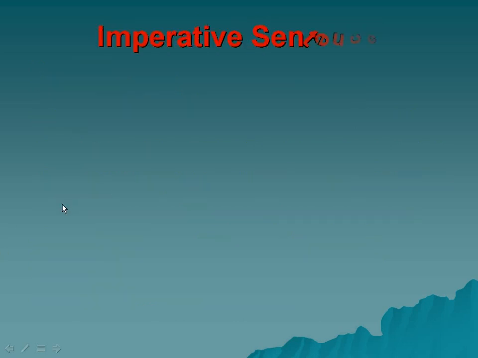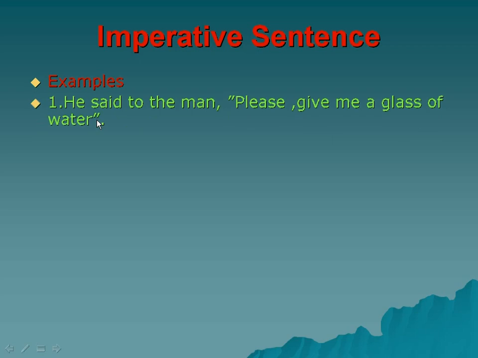The next one is the imperative sentence. When the sentence is imperative, which has occurred in direct speech, we have to make some changes while doing indirect narration. See example here. First example: He said to the man, please give me a glass of water.